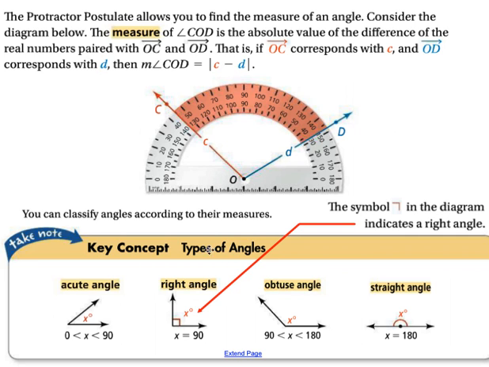This symbol right here, I think you're familiar with this. This little box down here indicates a right angle. So if that is indicated in a diagram, you can assume that it's a 90-degree angle or a right angle.